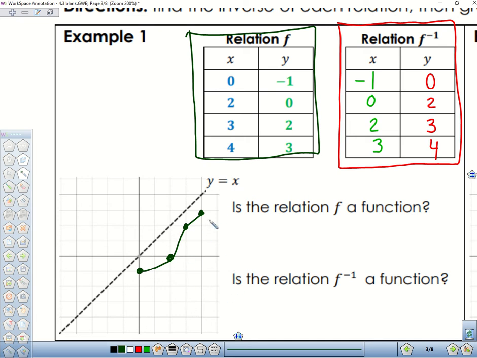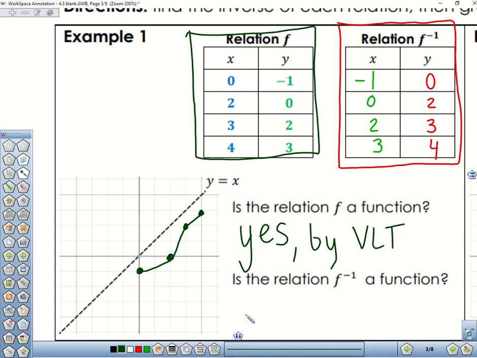Now looking at relation f, is it a function? Does it pass the vertical line test? What do you guys think? Yeah, it does. It passes the vertical line test. It passes because if I drew a vertical line anywhere on here, it would only hit one point. So then, we want to determine before we graph it if the inverse relation is a function. We can do that by checking the horizontal line test. Does this also pass the horizontal line test? Yeah, so we know that our relation is a function as well.